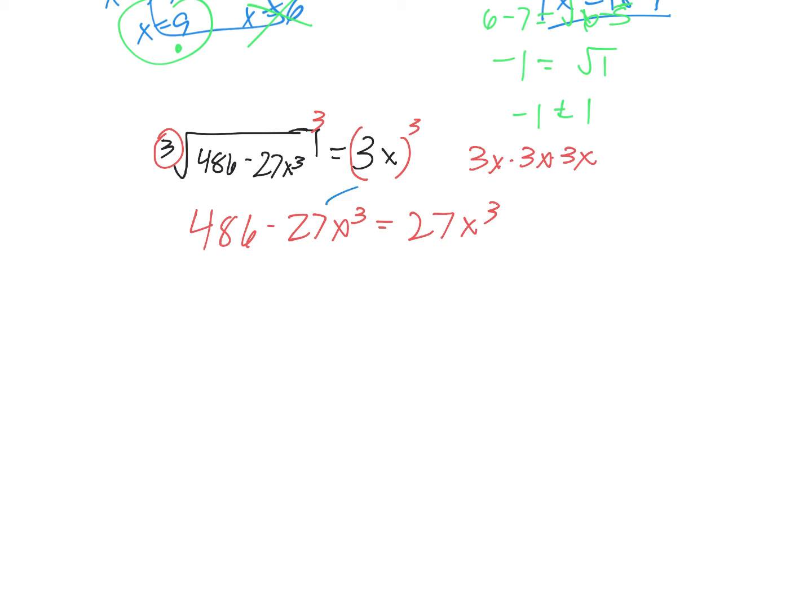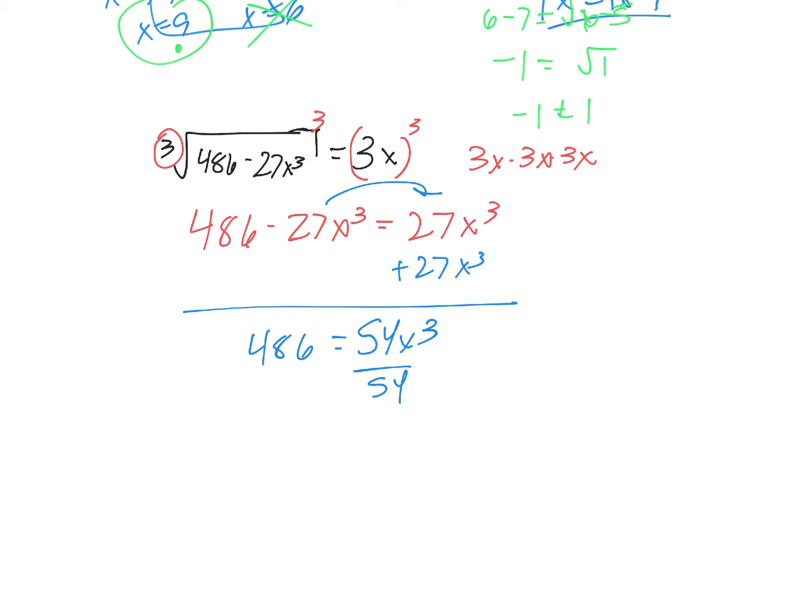And now I'm going to solve for x. So I'm going to combine like terms. So I'm going to add the 27x to the power of 3 over here. We get 486 equals 54x to the power of 3. Divided by 54, and so we get x to the power of 3 equals 9, right? And then we have to take the cube root, sorry, cube root. And so we get x equals the cube root of 9.